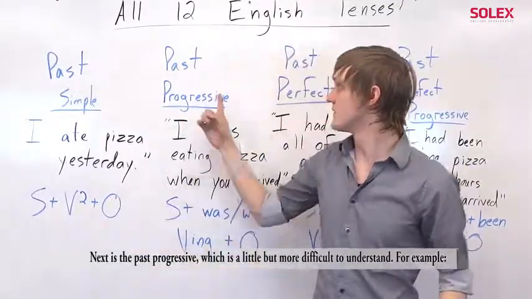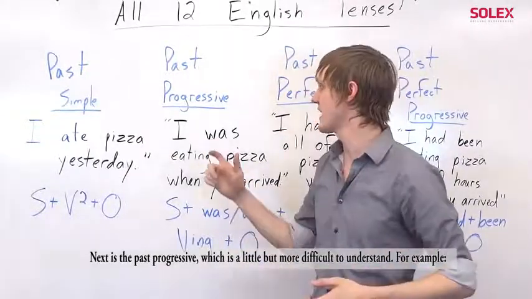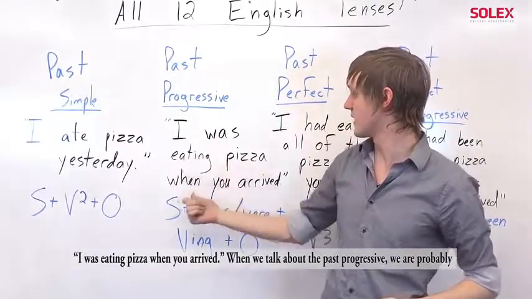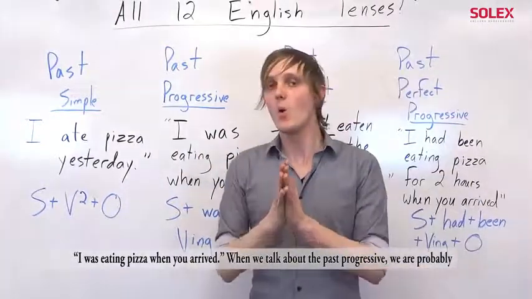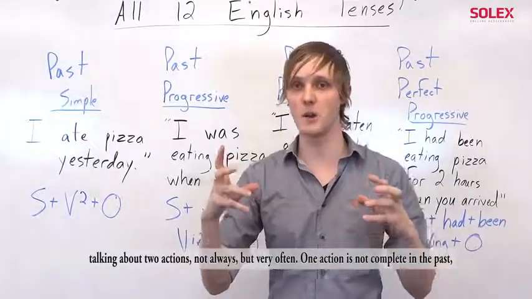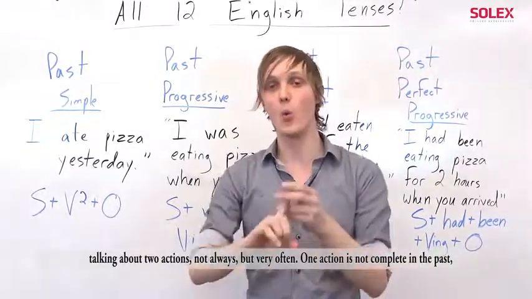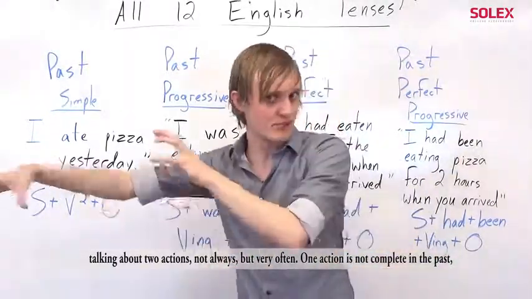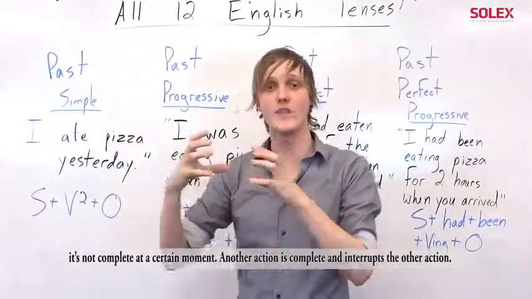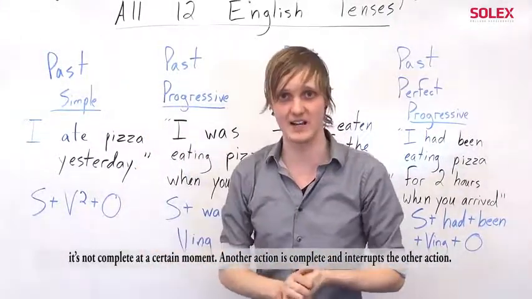Okay? Next is the past progressive, which is a little bit more difficult to understand. For example, I was eating pizza when you arrived. When we talk about the past progressive, we are probably talking about two actions. Not always, but very often. One action is not complete in the past. It's not complete at a certain moment. Another action is complete and interrupts the other action.